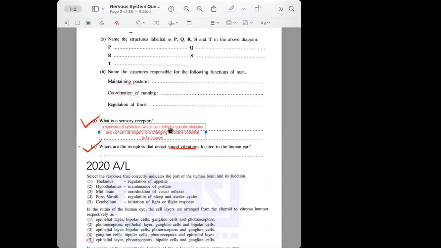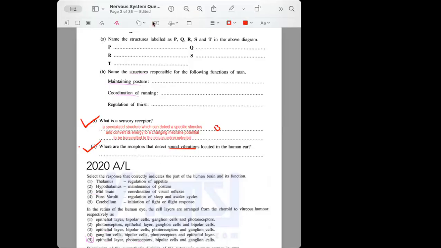Sensory receptor. A sensory receptor is a specialized structure which detects a specific stimulus, and it converts the energy into what? Into a changing membrane potential, so that it will be transmitted to the central nervous system as an action potential. So this is what you have to say. If you have written all these 3 points, you will be getting 3 marks. Okay, there are 3 marks for this particular question.